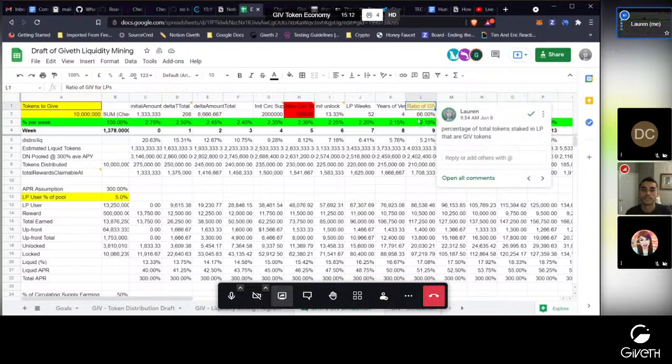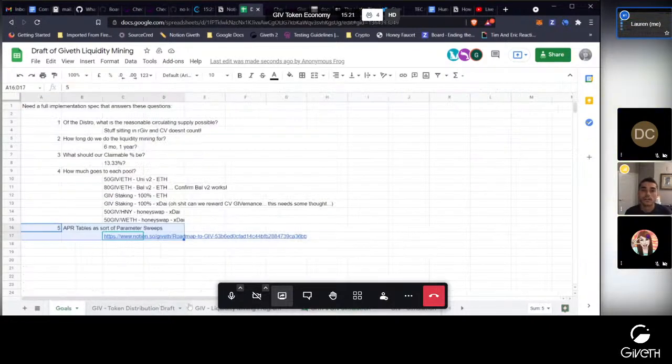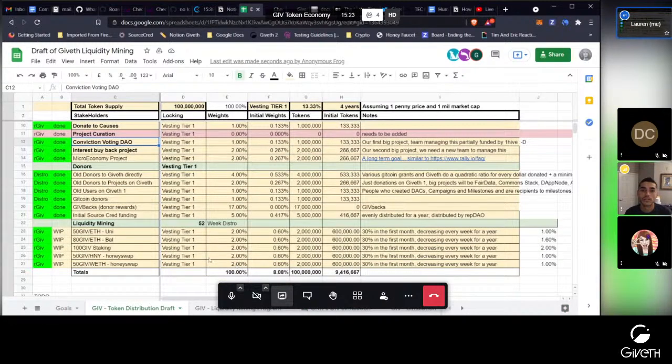And then the ratio of GIV for LPs. This is kind of a complicated one, but it's really important that we understand how much is being earned by each of these pools. Because if we change one of these, then it changes the total liquidity required. In this pool, 50% is GIV tokens, 50% is Ether. We can cancel out the price and basically say it's 100% GIV tokens.